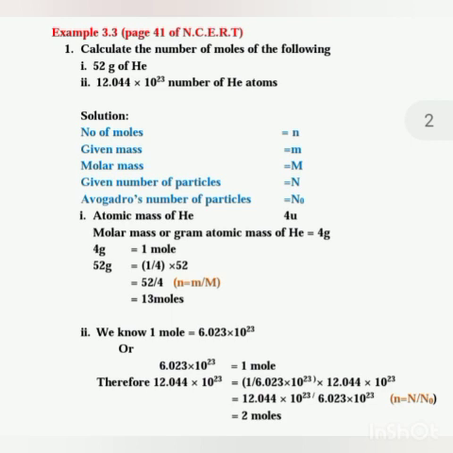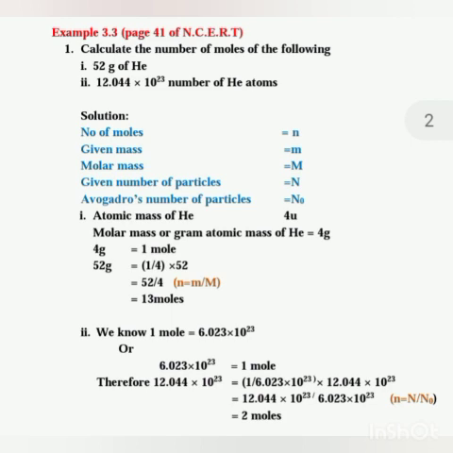So 52 grams will be equal to how many moles? Because 4 grams is equal to 1 mole, 52 grams will be how much? 1 divided by 4 into 52, or 52 divided by 4. So 52 grams will be equal to 13 moles. I hope it is clear to everyone, because 4 grams is equal to 1 mole.